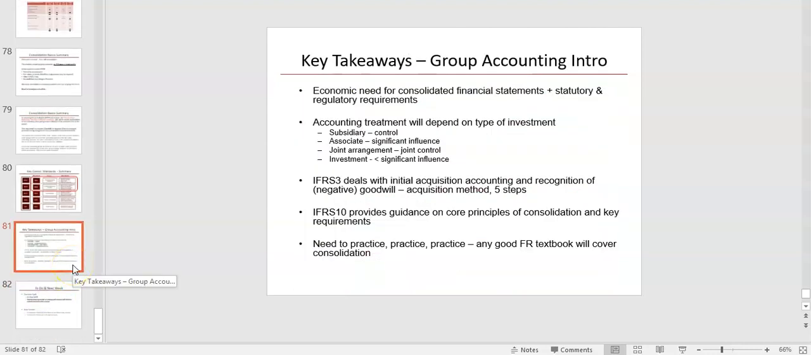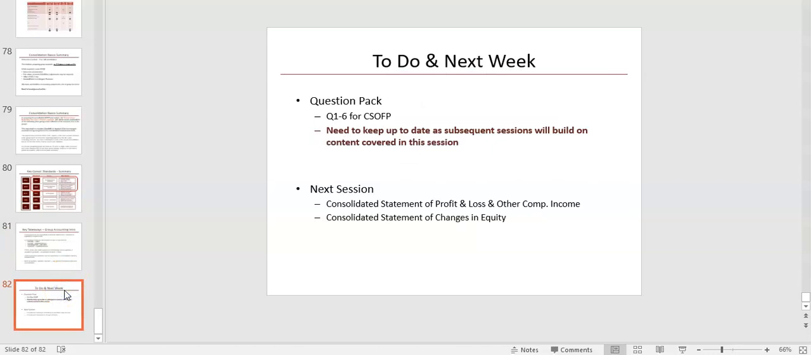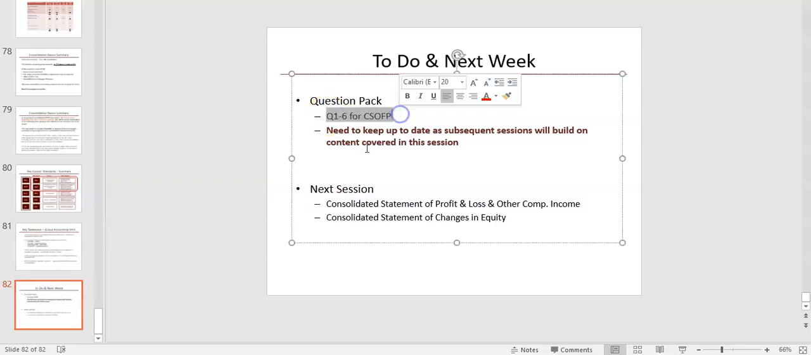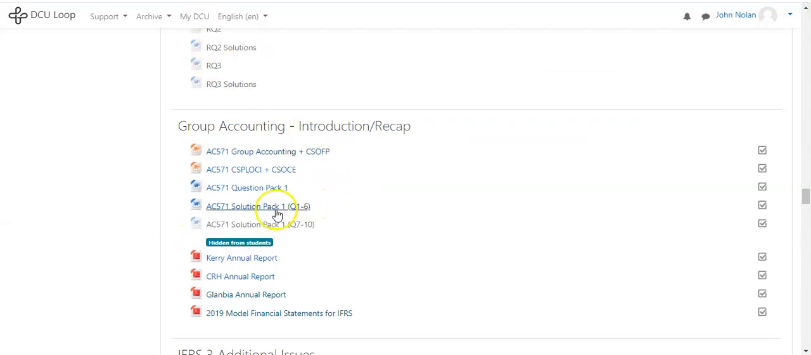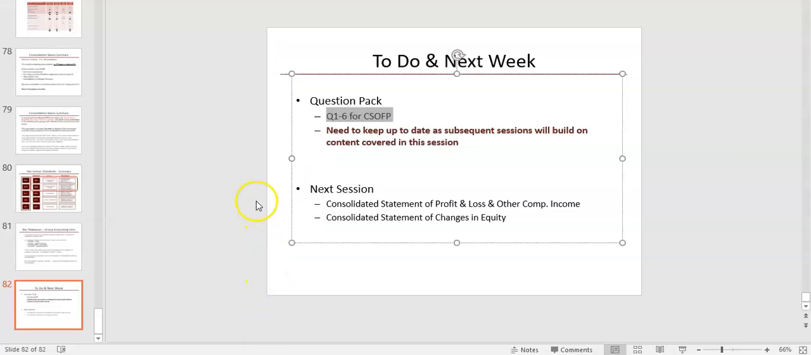So hopefully you'll find that in terms of your key takeaways in this first section for week 1. It's really understanding the key types of investments: subsidiary, associate, joint arrangement, and simple investment, and particularly now how to deal with a subsidiary, initial goodwill calculations, dealing with NCI, and dealing with that post-acquisition period. What I want you to have done now for week 2 before the live webinar is go back over this material number 1 and attempt questions 1 to 6 in the statement of financial position. The solution pack for 1 to 6 are up there. 7 to 10 will be for next week when we start looking at consolidated statement of profit and loss and a consolidated statement of changes in equity as well.